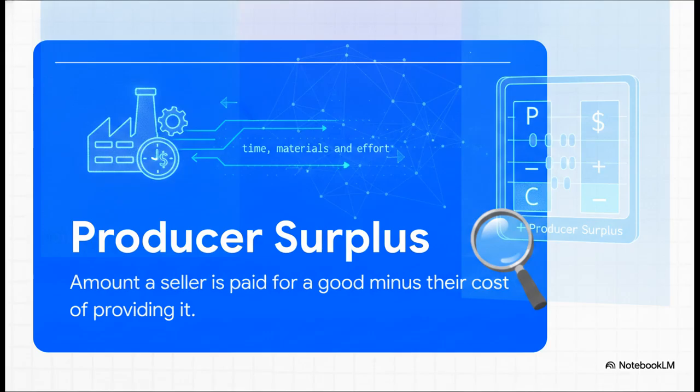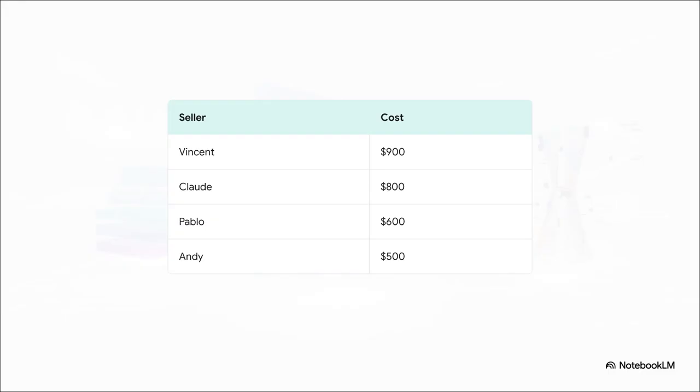Just like buyers are always hunting for the lowest price possible, sellers are chasing the absolute highest price possible compared to their baseline costs. Let's run another data set from the source material, this time looking at house painters. We've got Vincent, whose cost is $900, Claude is at $800, Pablo at $600, and Andy is at $500. If the going market price for painting a house is currently $800, what happens? Well, Vincent definitely won't paint, his cost is way too high. Claude exactly breaks even, but Pablo, he gets a producer surplus of $200. And Andy, who is the most cost-effective painter of the bunch, gets a producer surplus of $300. The total producer surplus at that $800 price point is a solid $500.